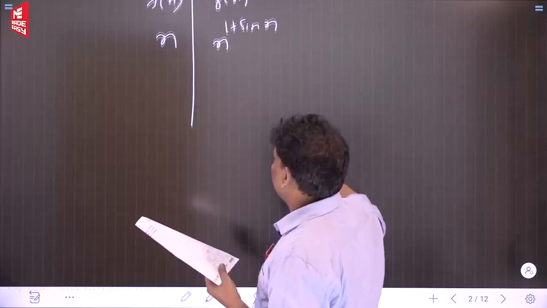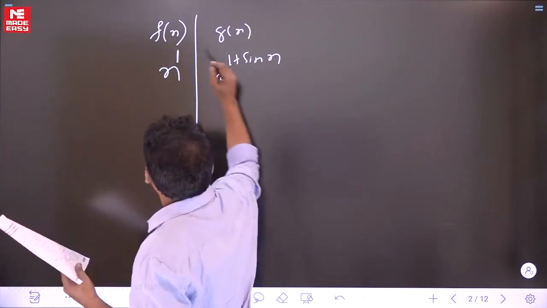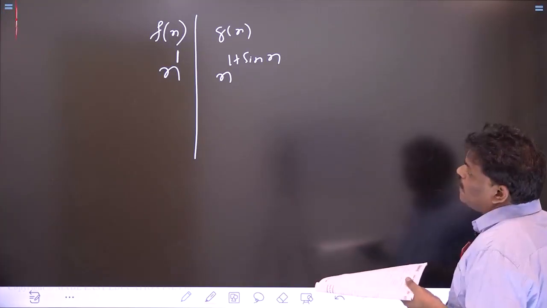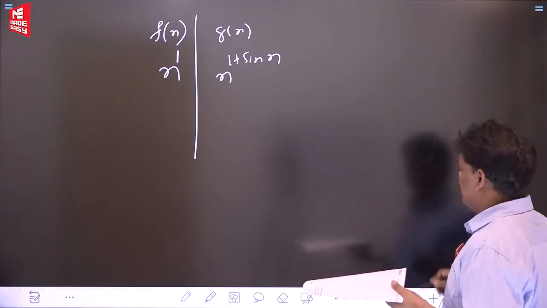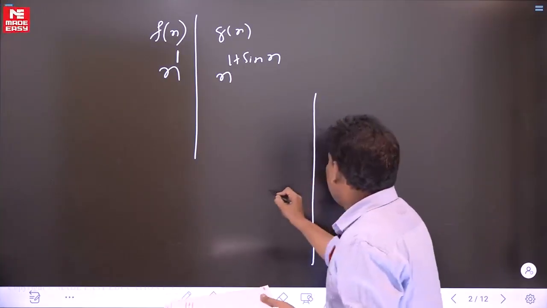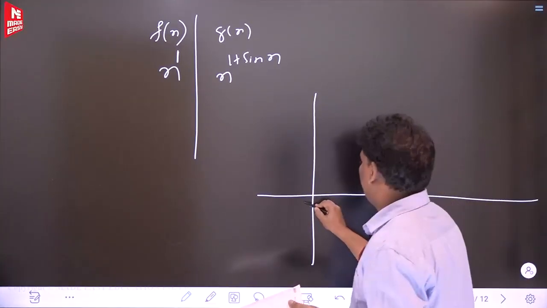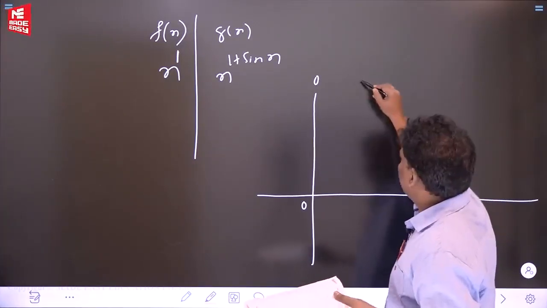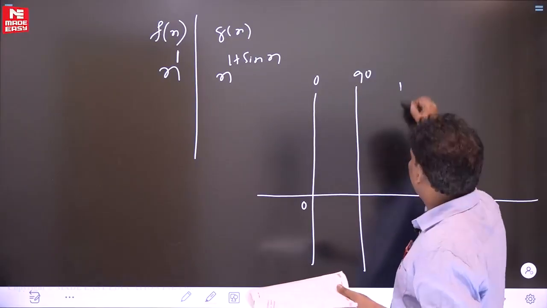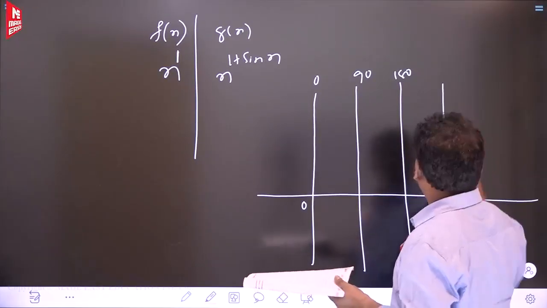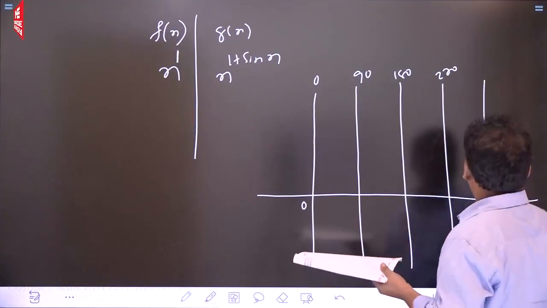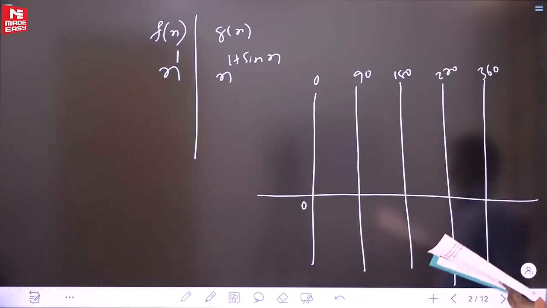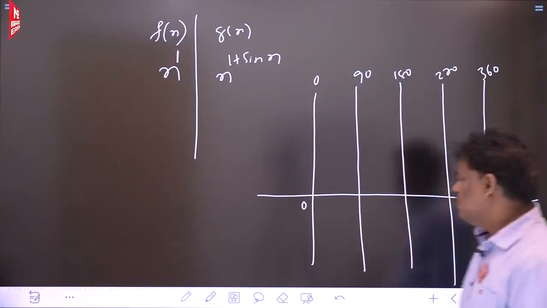Let me check here. It is n power 1, and n power 1 plus sin n. Let me roughly see this one. At 0, then 90 degrees, 180 degrees, 270, and 360. Because these are trigonometric functions, 360 degrees is more than enough. Between these two, we have to see who is bigger and who is smaller.